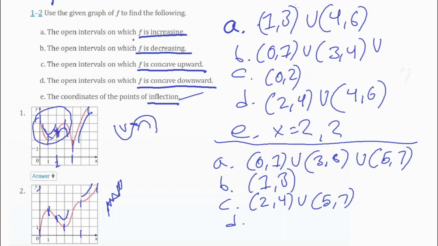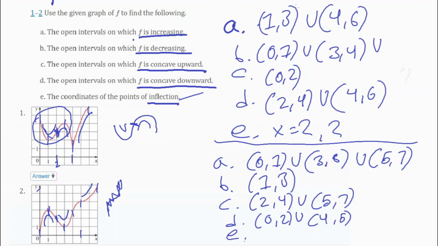Now let's go to D, which is concave down. So we know it's concave down from over here, from the interval 0 to 2. And it's also concave down momentarily over here, which is going to be from the interval of 4 to 5.